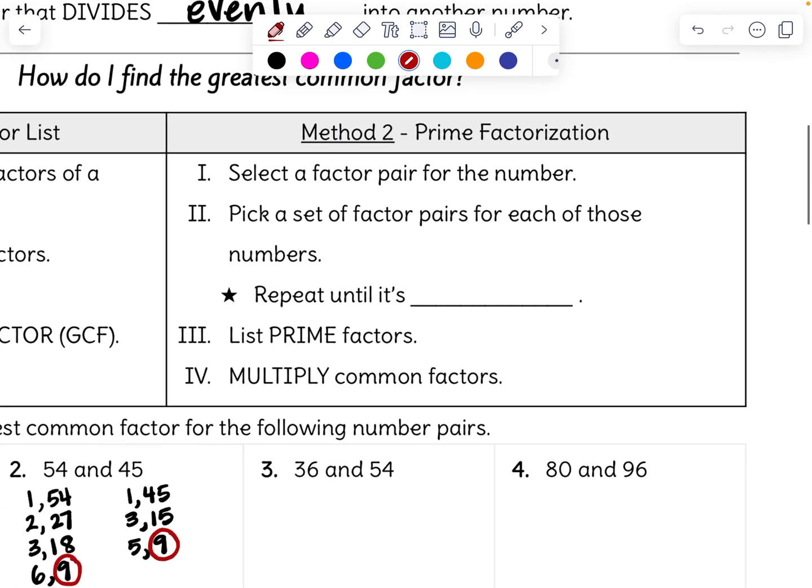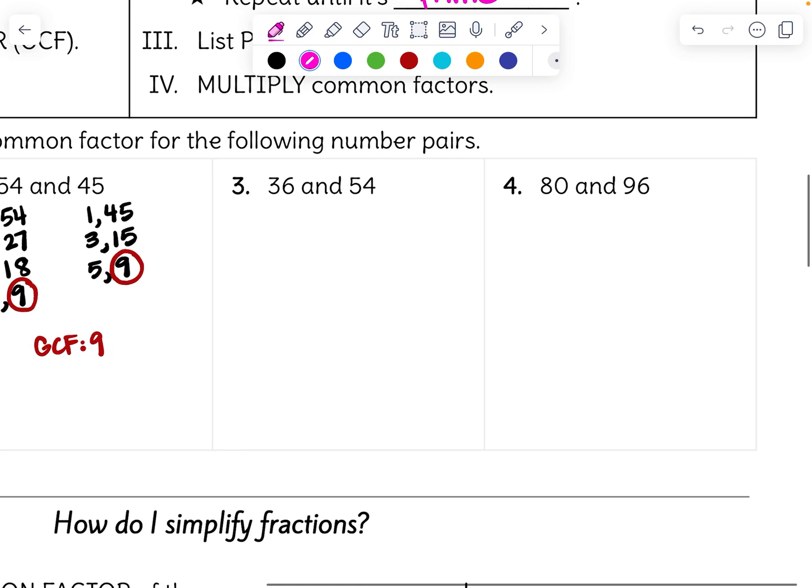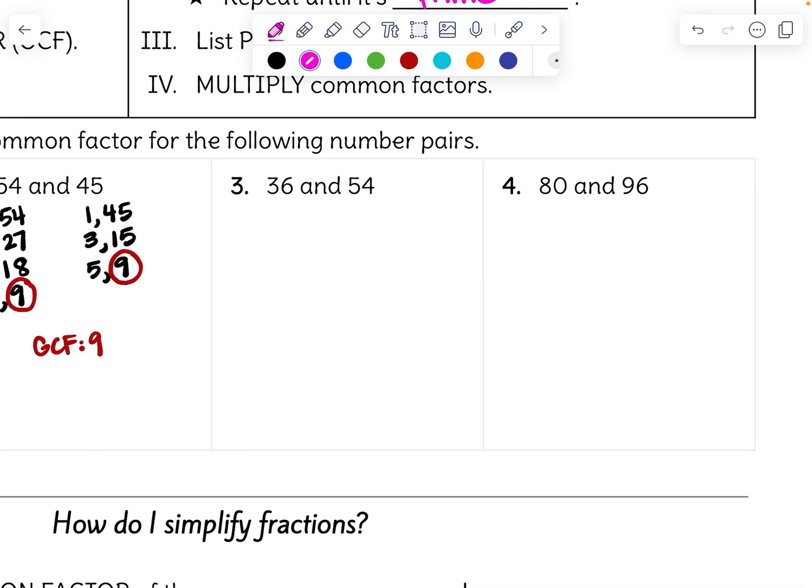Now let's use method 2, which is prime factorization, or I like to call these factor trees. So you're going to select a factor pair for the number, pick a set of factor pairs for each of those numbers, and then you're going to repeat until it's a prime number. So remember, prime numbers, the only factors they have are 1 and itself. So they don't have any other factors. You're going to list all those prime factors and multiply the common factors. So this will make more sense as we do this. So for numbers 3 and 4, I'm going to use prime factorization.